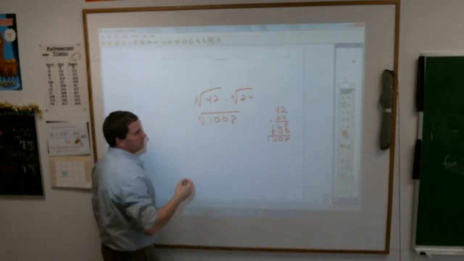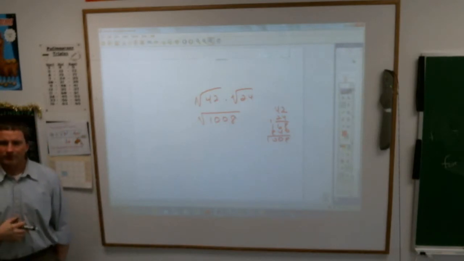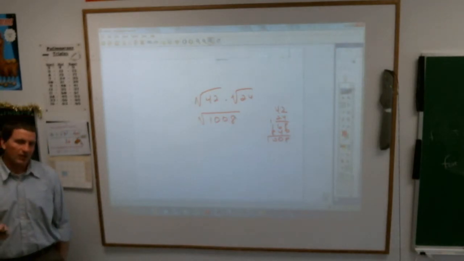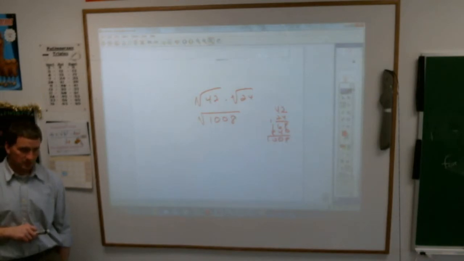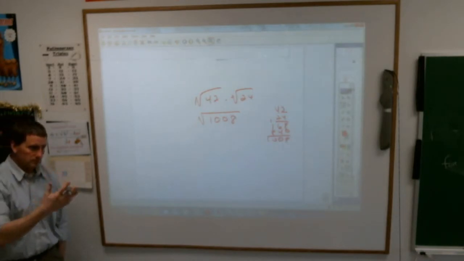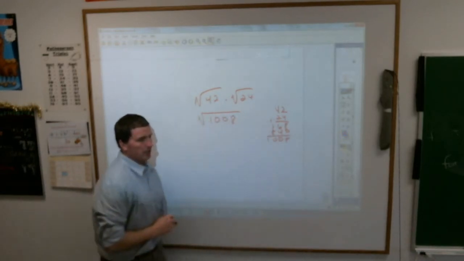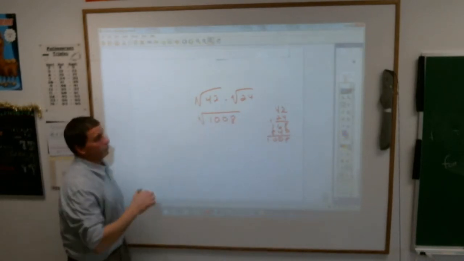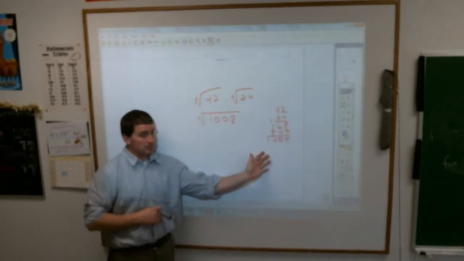I hope. Anybody else get that answer? Now, can I leave the square root of 1008? No, I have to simplify the square root of 1008. Do you remember how to simplify square roots? What was your first step? You had to prime factorize them. We just did this. Which means I have to break this down into prime numbers and see if I get pairs and matches.